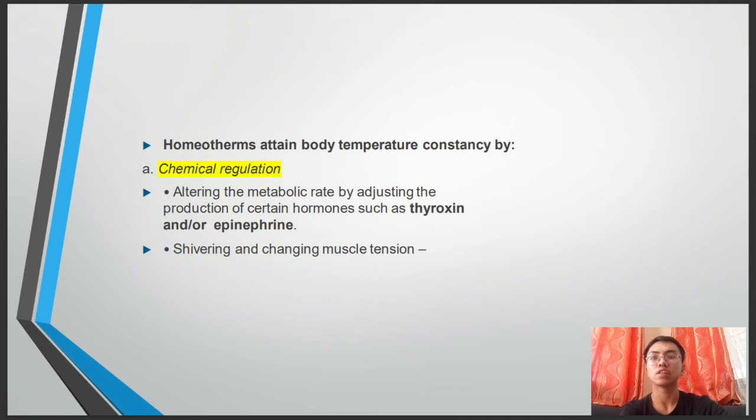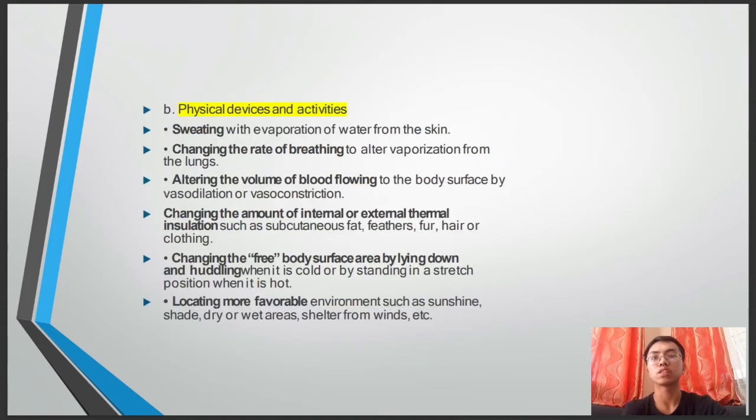So next slide, physical devices and activities. Sweating, with evaporation of water from the skin. Changing the rate of breathing to alter evaporative heat loss from the lungs.